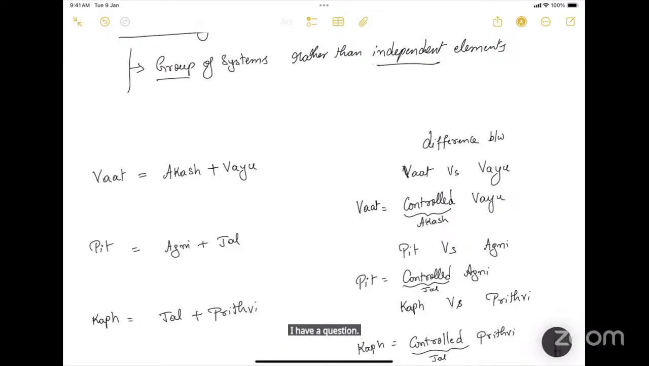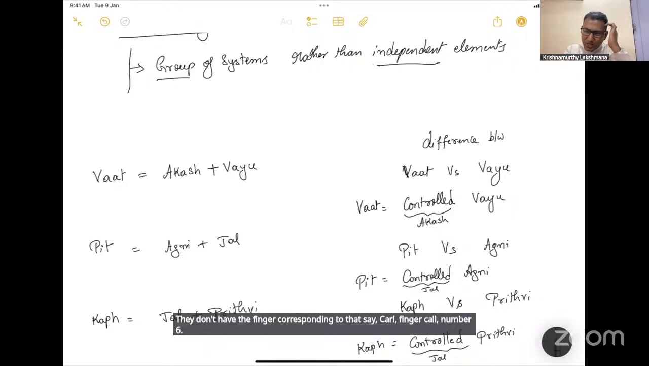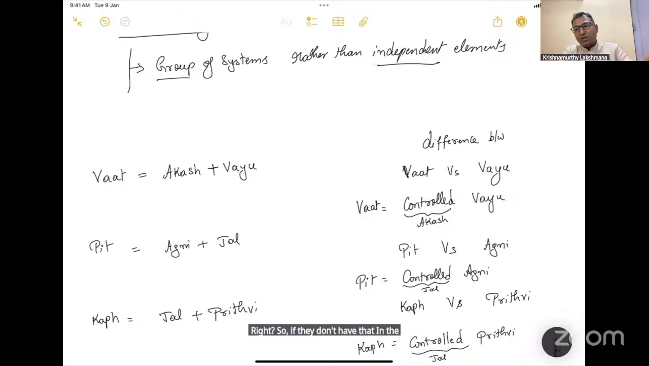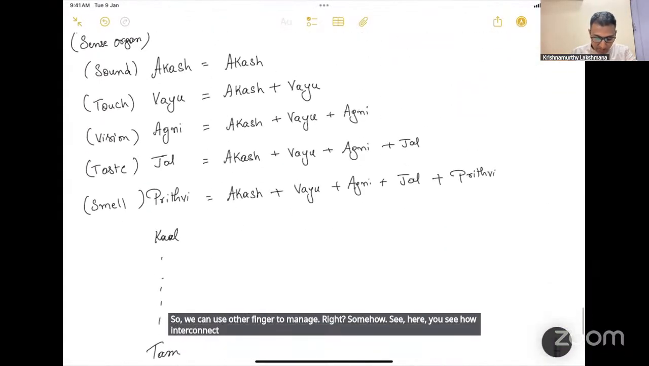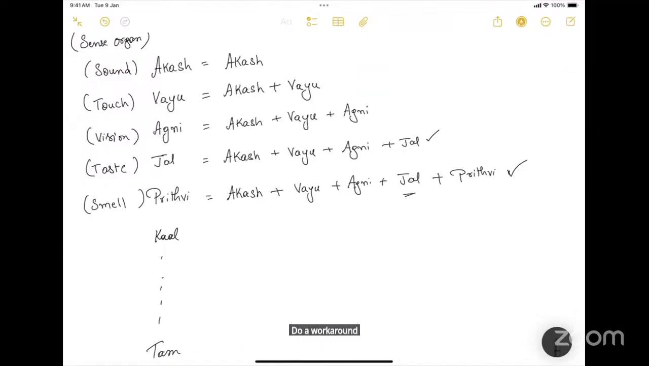When we spoke about Tulyarth and the correspondence, what if a person has a deformity, say they do not have a thumb or they have an extra finger? How do we see then? They will have that finger in the leg. If they don't have that in the leg also, we can use another finger to manage. See how interconnected it is. If I'm trying to treat Jal, and they don't have the finger of Jal, but they have the finger of Prithvi, in Prithvi there is Jal. I will try to do a workaround.